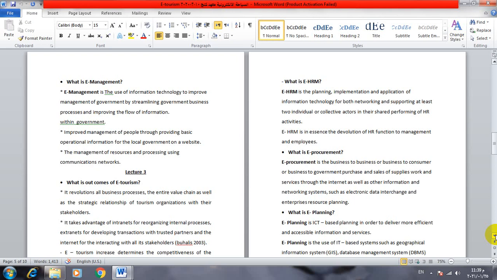What is e-procurement? E-procurement is the business to business or business to consumer or business to government purchase and sales of supplies, work, and services through the internet, as well as other information and networking systems such as electronic data interchange and enterprise resource planning.